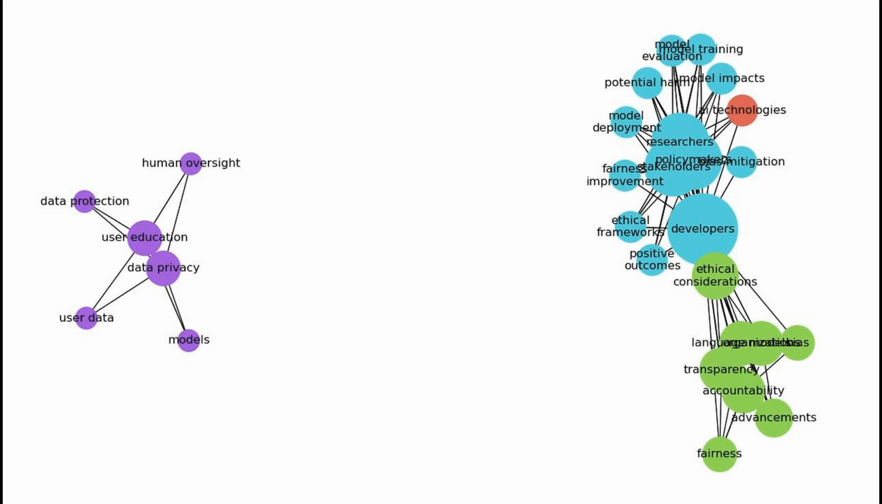improve fairness. Policymakers play a vital role in creating regulations and guidelines that govern the use of AI technologies, ensuring that ethical considerations are embedded in the development and deployment processes.